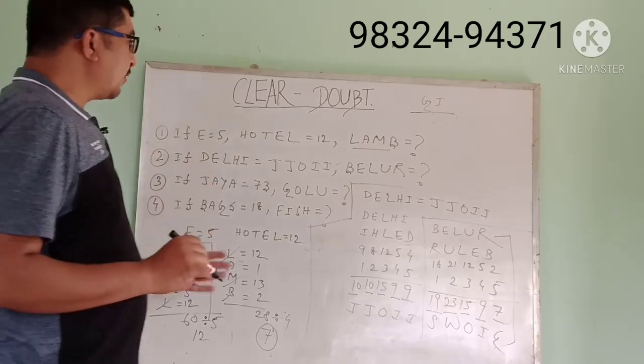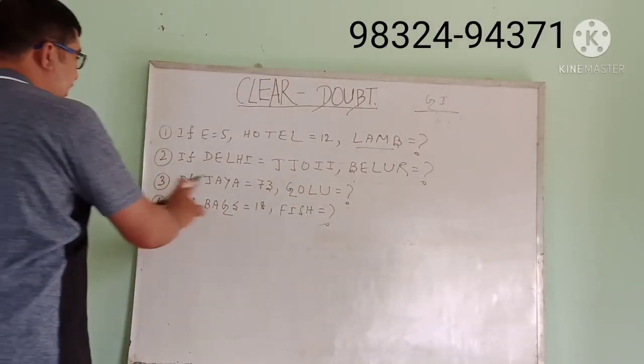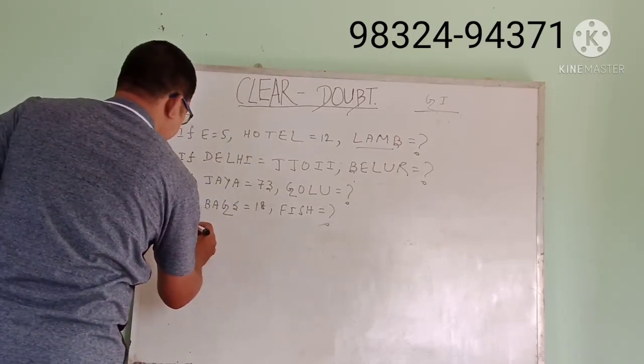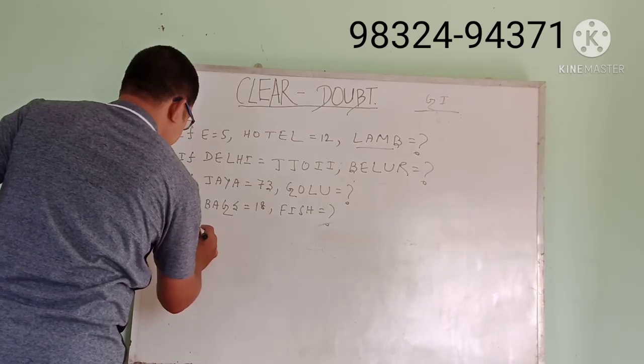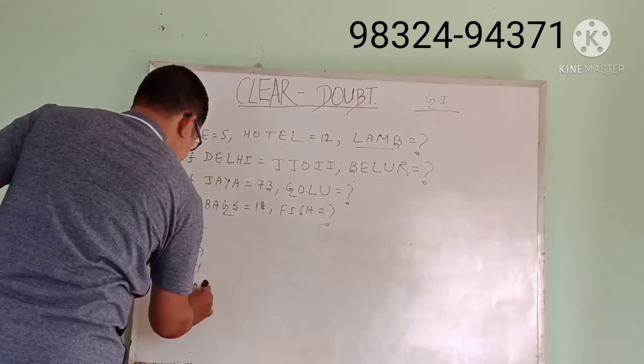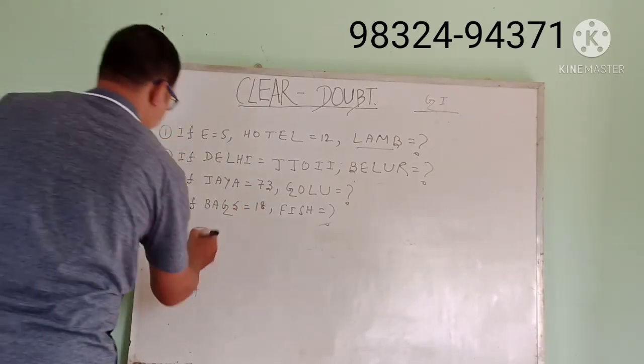Next I solve this. Next, number 3. If Joya equals 73, then we put the value of J. First write J, then A, then Y, then again A. So first we put the values.